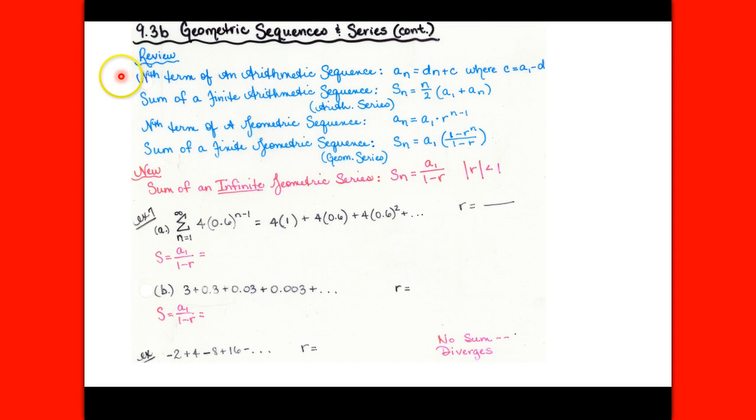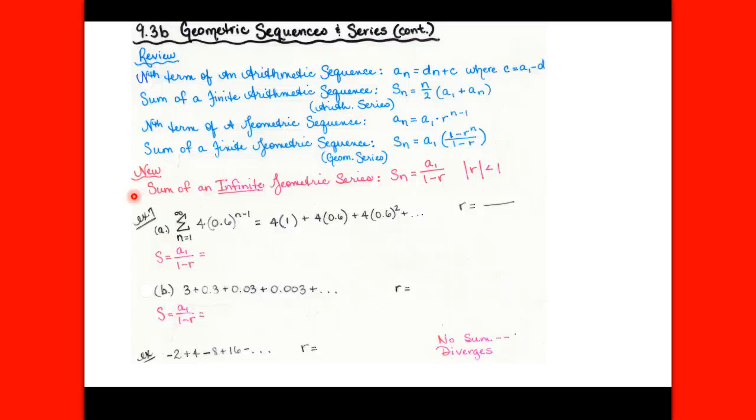These are the formulas we should already know. Nth term of an arithmetic, sum of a finite arithmetic. Nth term of a geometric, sum of a finite geometric. This is the sum of an infinite geometric. We've already seen that we can find the sum of something that goes to infinity, but only under very particular cases, right? Like a repeating decimal or something like that would be when we were able to find it. So here are the criteria for being able to find an infinite sum.